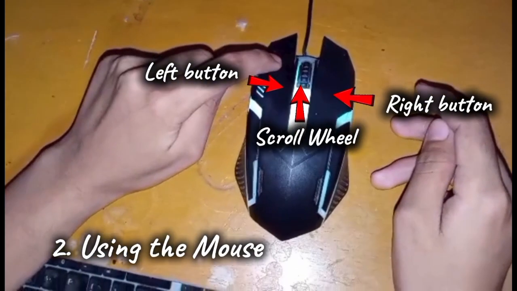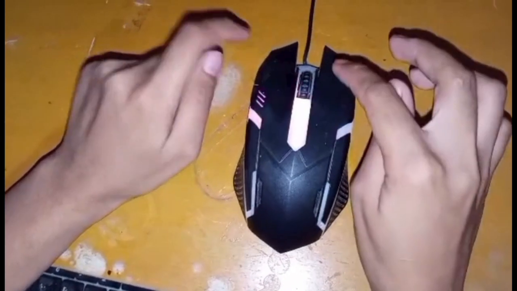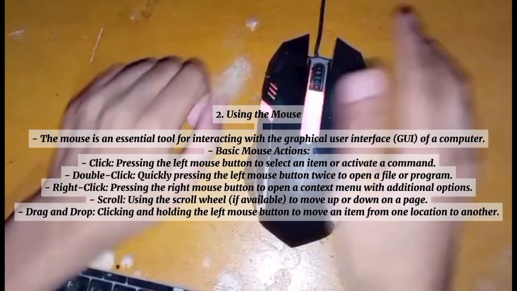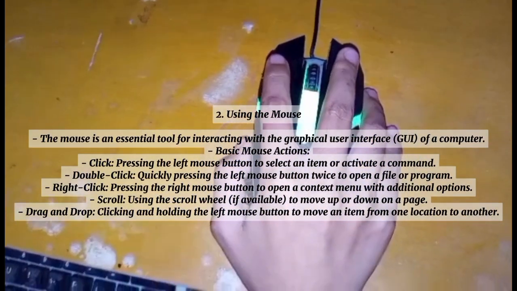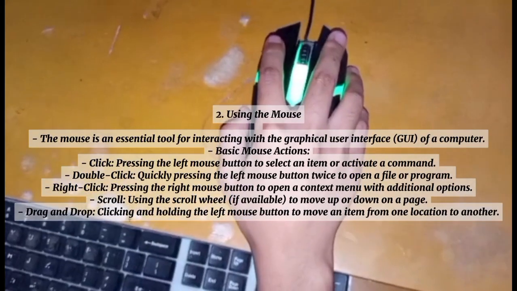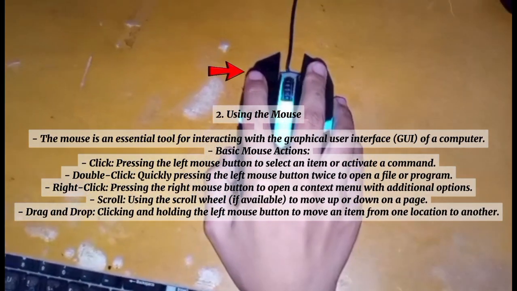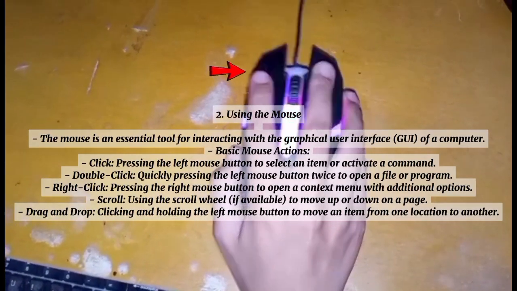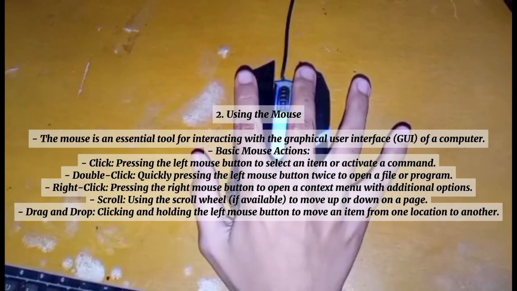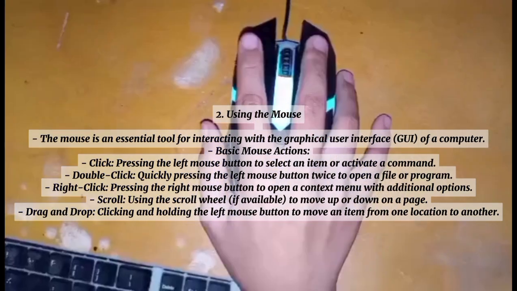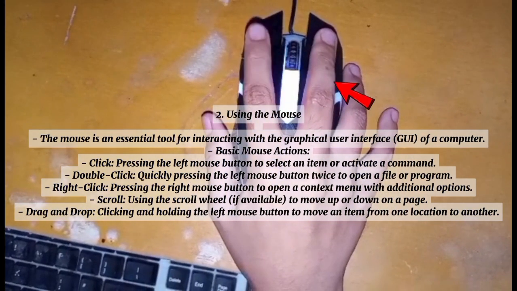Second, using the mouse. The mouse is an essential tool for interacting with the graphical user interface or GUI of a computer. Basic mouse actions. Click. Pressing the left mouse button to select an item or activate a command. Double-click. Quickly pressing the left mouse button twice to open a file or program.